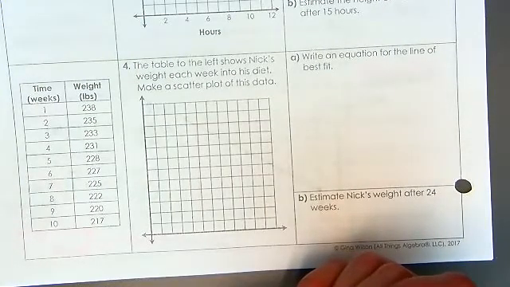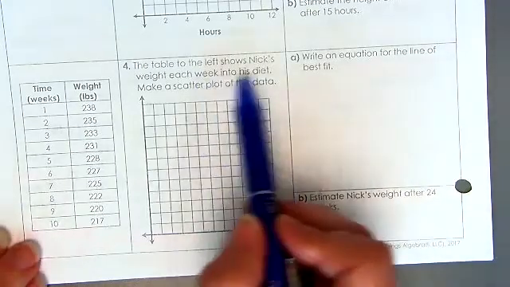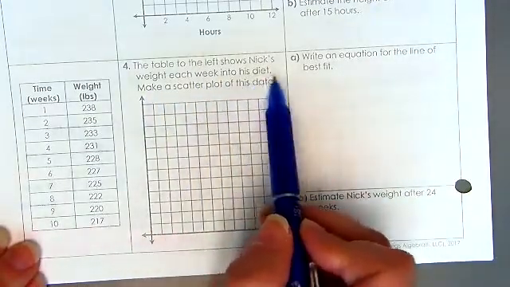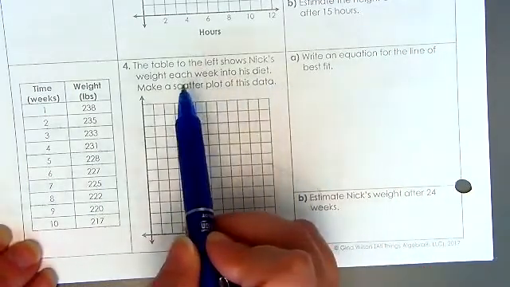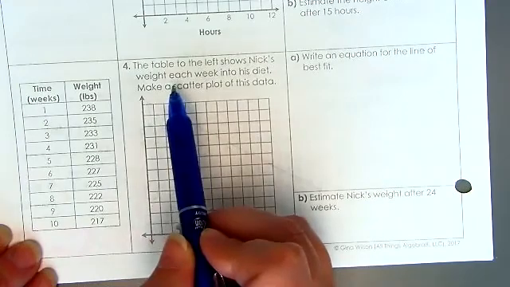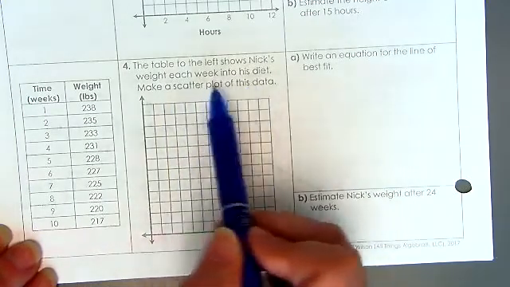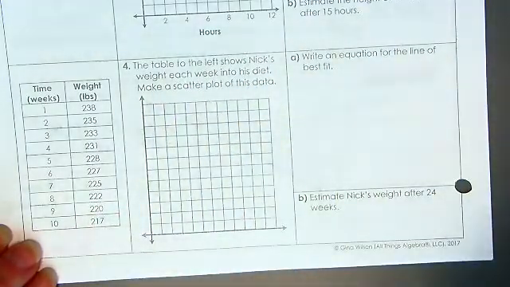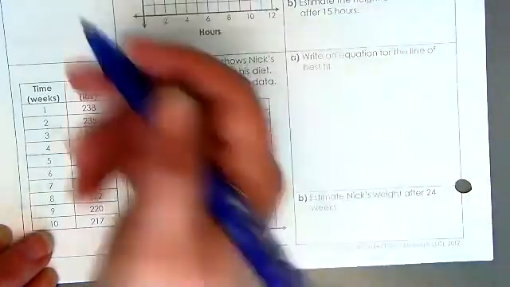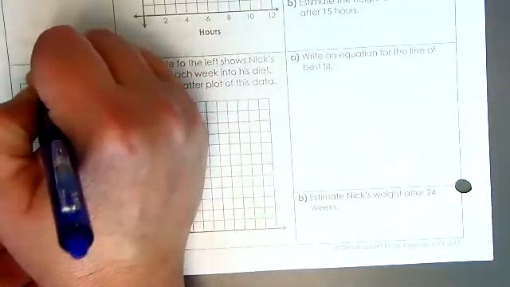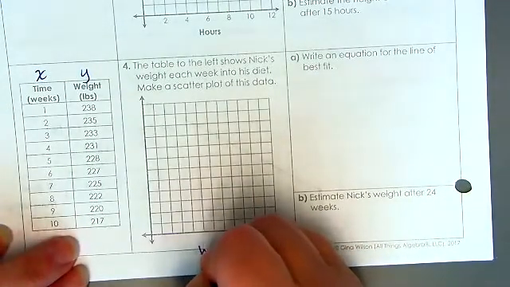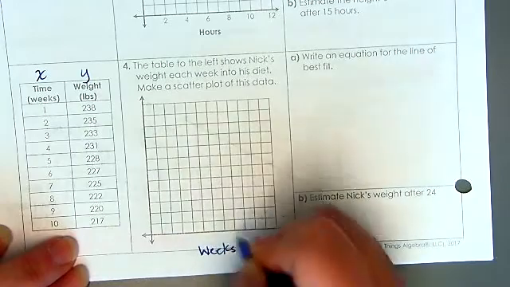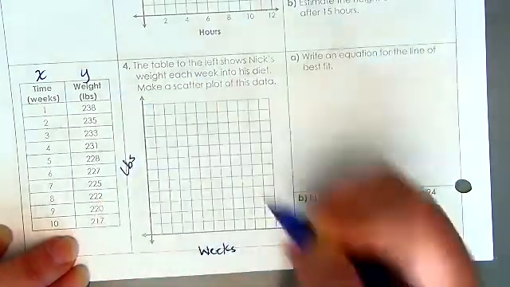Okay. Well, first I've got to determine which one goes on the x-axis and which one goes on the y-axis. The table to the left shows Nick's weight each week into his diet. Make a scatter plot of this data. Well, his weight is going to depend on the number of weeks he's on the diet, because the longer he's on the diet, the more of an effect it's going to have. So this is Y and the weeks is X, and normally time is your X. So we have to label. So this is weeks and this is pounds.